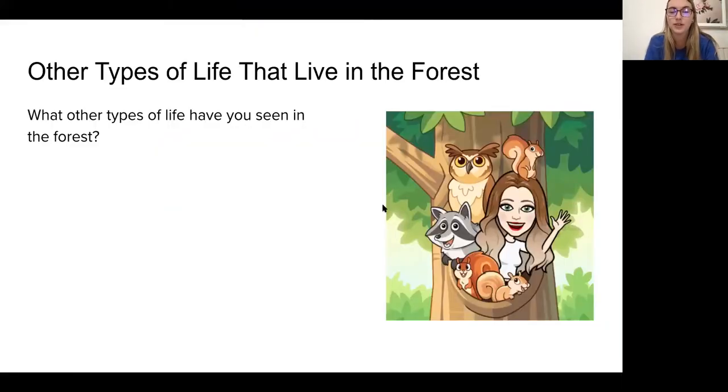So our next factor that influences forest health is other types of life that live in the forest. So what other types of life have you seen in the forest? Here in Tahoe, I have seen plenty of black bears. We got lots of birds. I saw a bald eagle yesterday, which was pretty cool. Those are all different types of animals that live in our forest. We also see plenty of plants and fungi as well here in Tahoe.